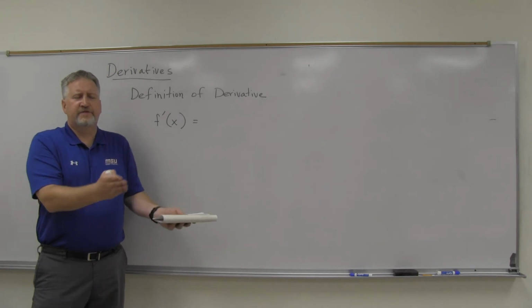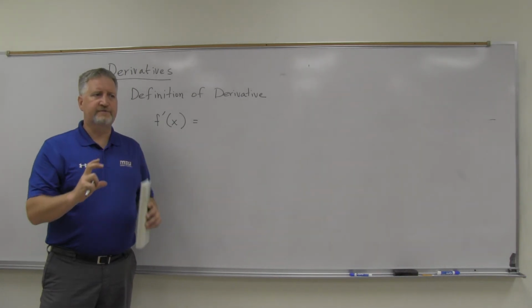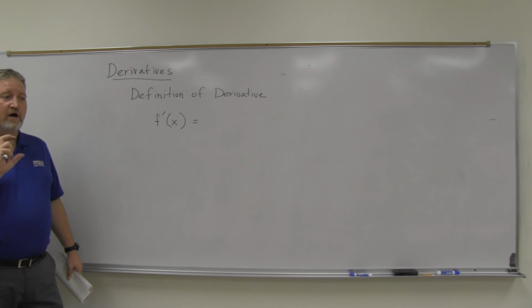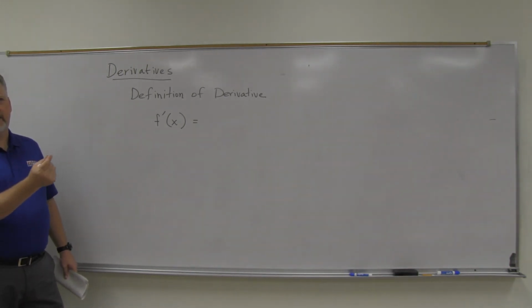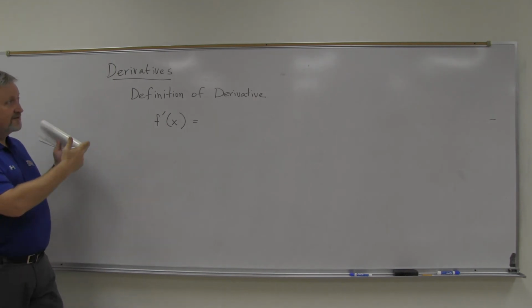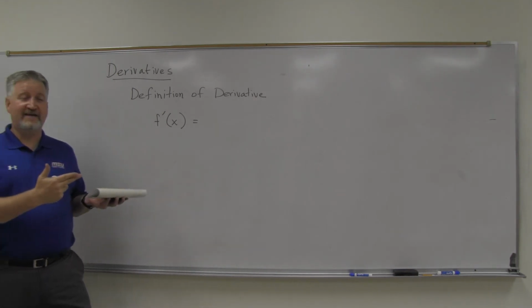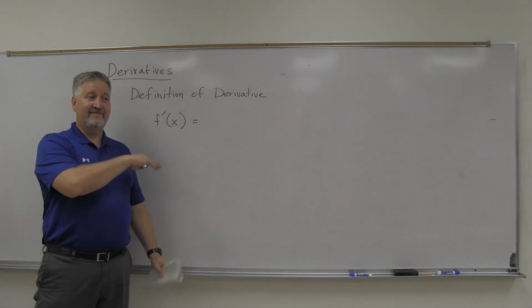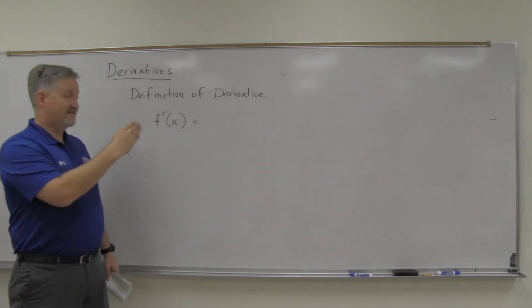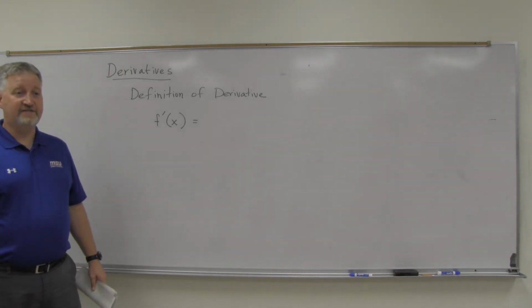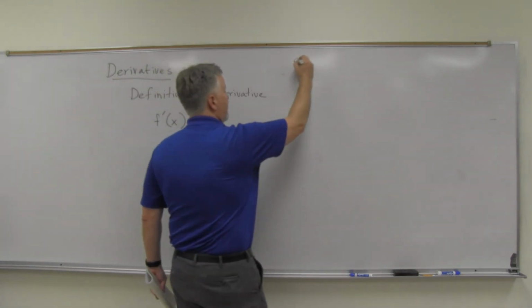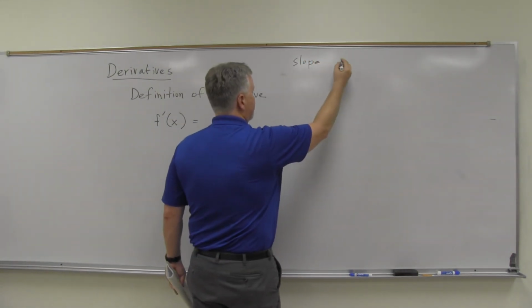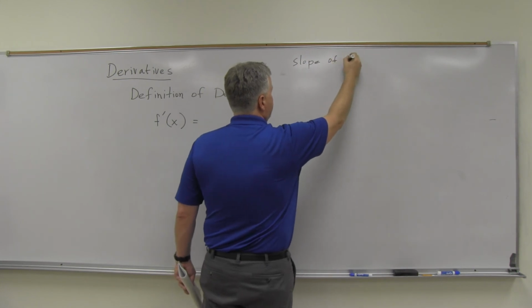It was the limit of those secant line slopes. But we also used equation 2, which did it differently. We used the h and made the h go to 0. Well, if that's the slope of the tangent line, then that's the definition of derivative. We're going to use equation 2, preferred. So let's just refresh our memory.